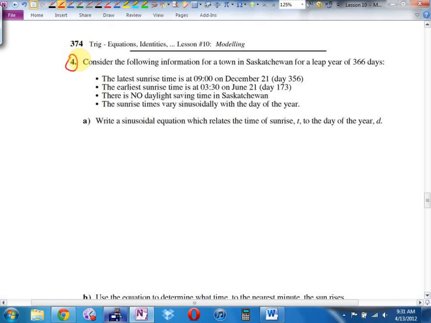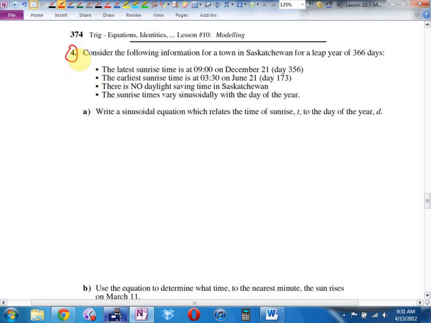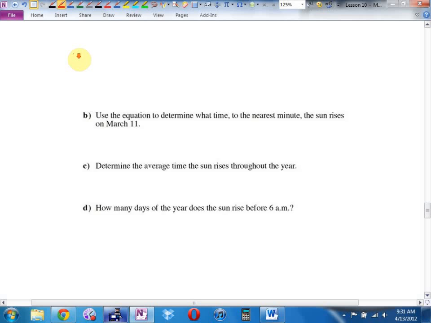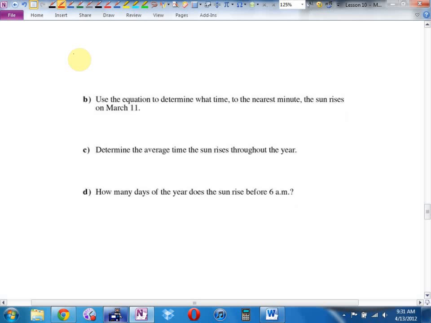Number 4. It says, find what time to the nearest minute the sun rises on March 11th. You need to know what day of the year that is. How many days are there in January? How many days in February? The question does say no leap year. 28. How many days in March if you're on the 11th? I think that's the day of the year we're talking about.